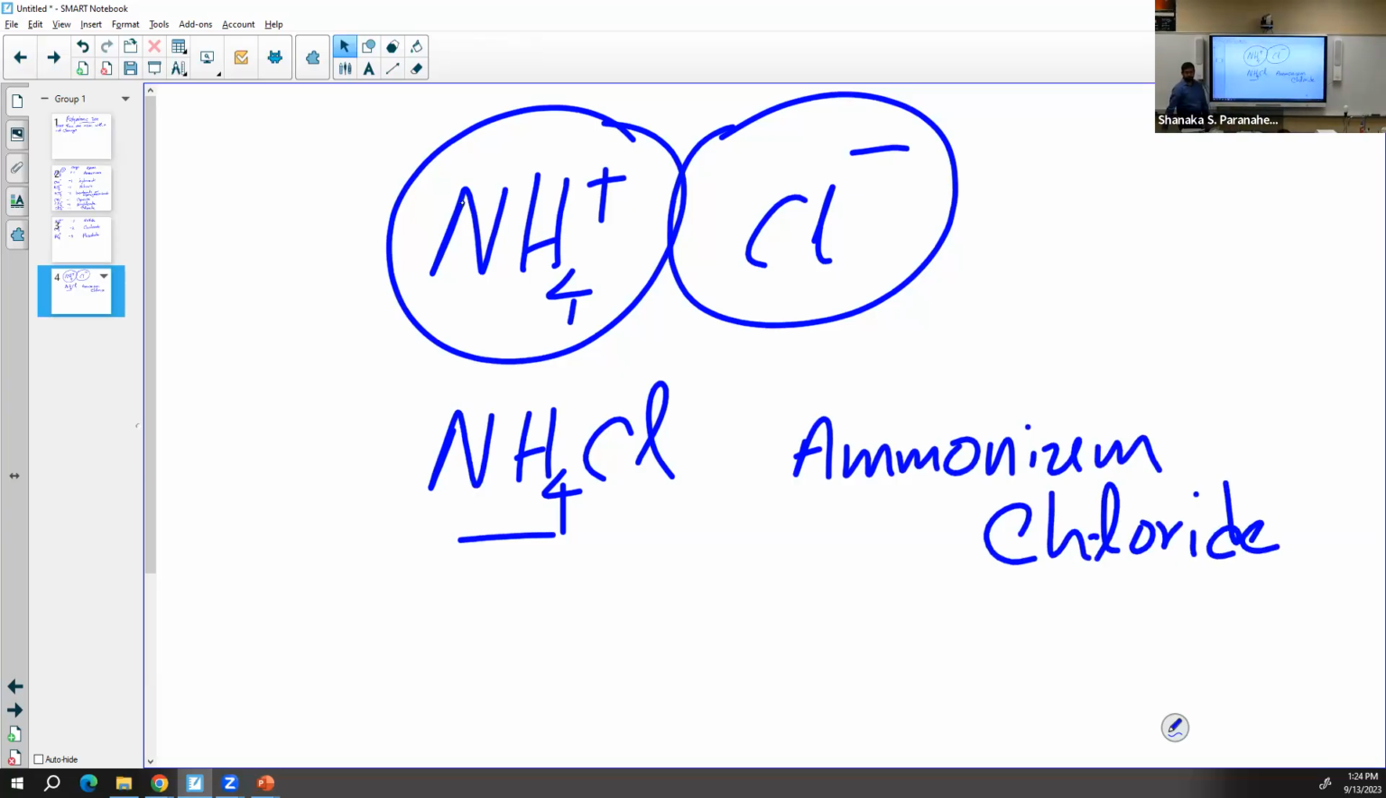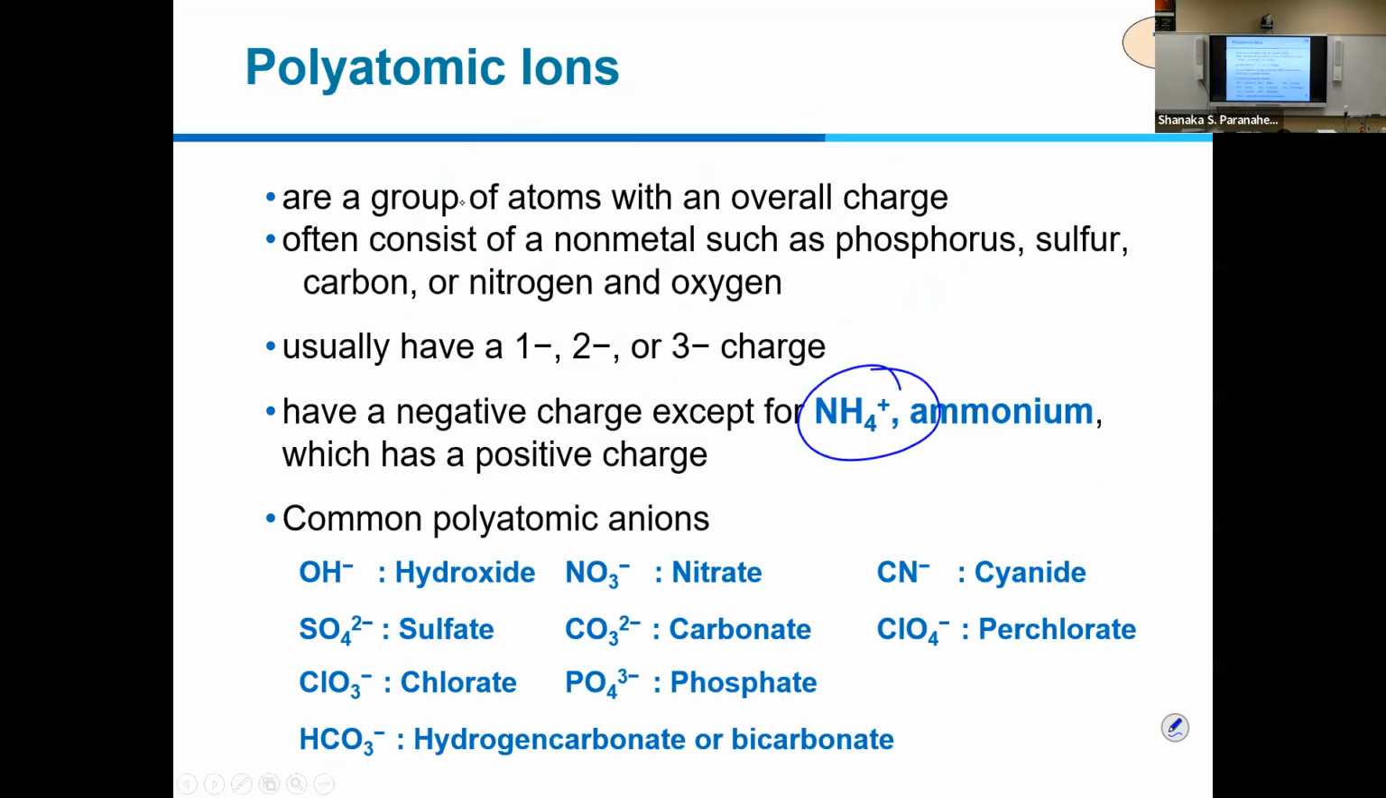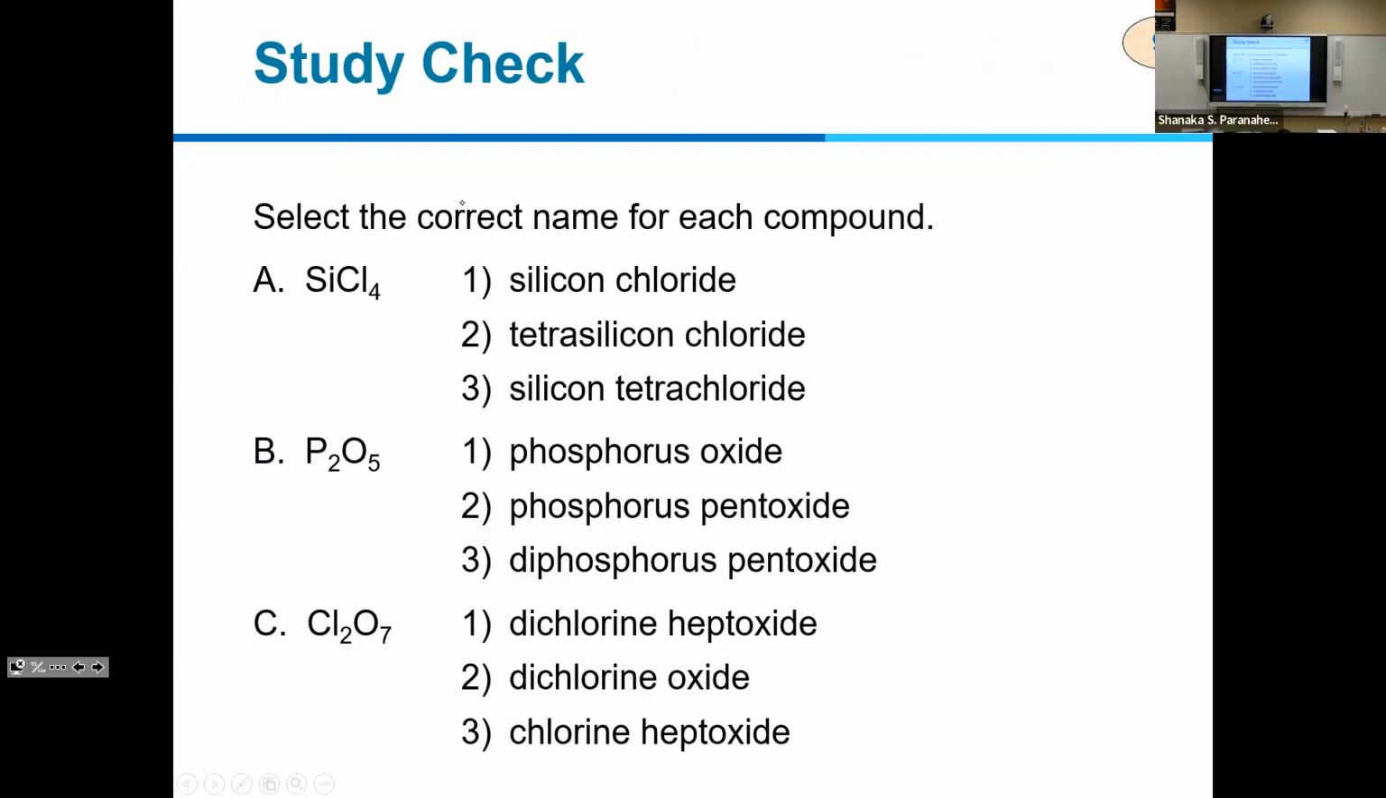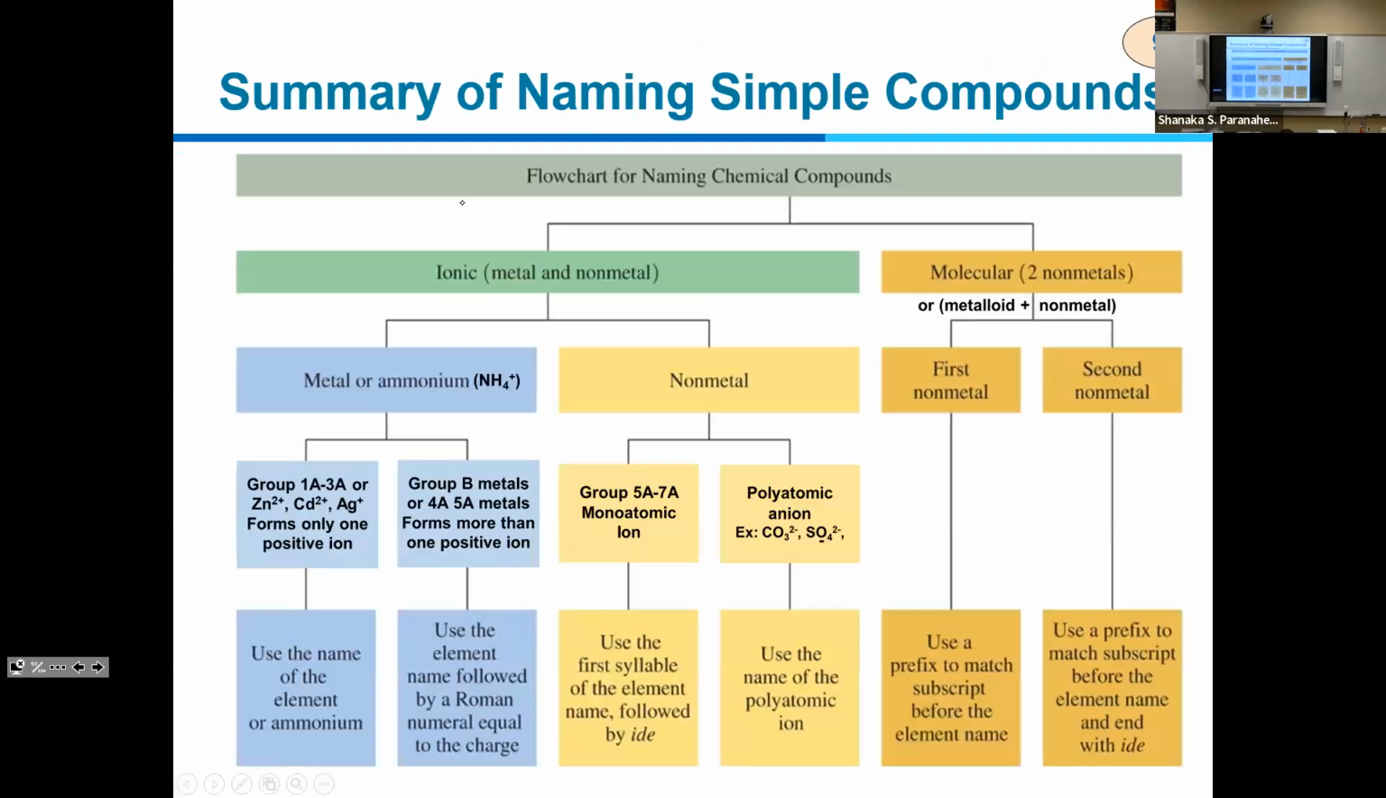Ammonium chloride is in it. Okay, so now we have two possibilities for the ionic compound. It can be a metal or a polyatomic cation. Now let's go back to slide 97. This is going to be our ultimate flow chart, which you are going to get in the exam.